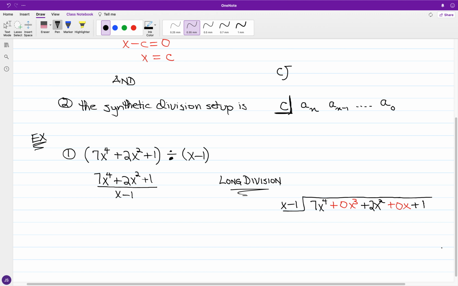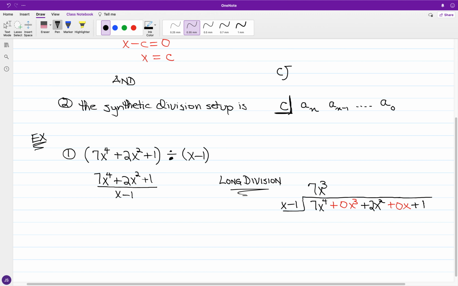Alright, so we have both the divisor and the polynomial dividend in descending degree order. And for the quotient, the first term, you look at the highest degree terms from the divisor and the dividend. If I take x into 7x to the fourth, 7x to the fourth divided by x, that's going to go 7x cubed times.